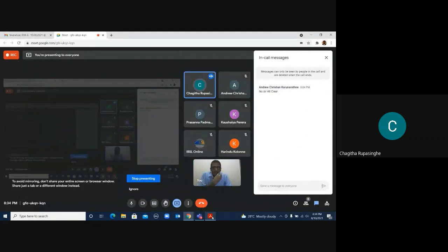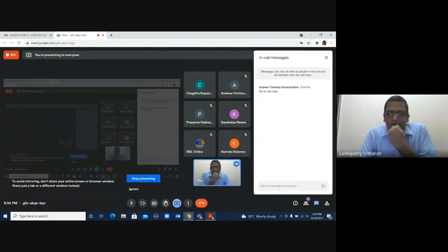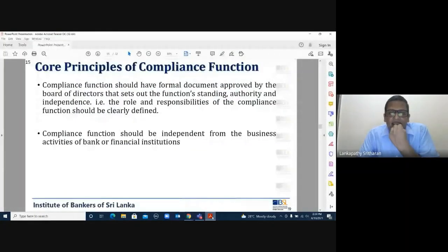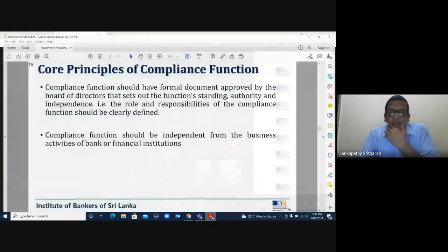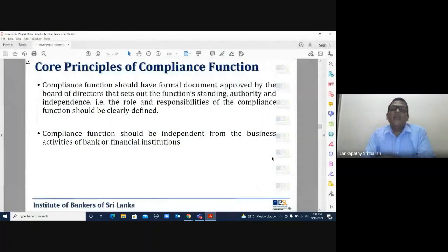Identifying, assessing, monitoring, advising, reporting. Exactly. Very good. Thank you for the answer. Those are the 5 processes we have discussed about the compliance function: identifying, assessing, monitoring, advising, and reporting. So now that I have that answer, I'm moving to the next one, the core principles of the compliance function.